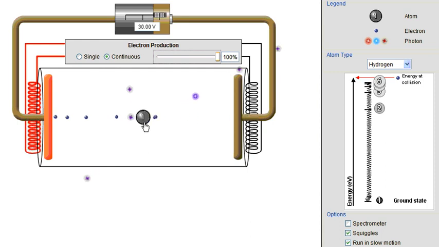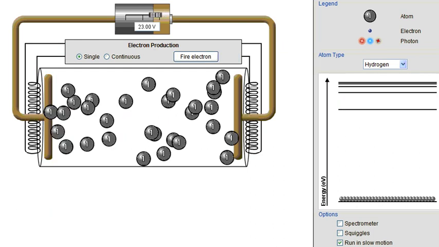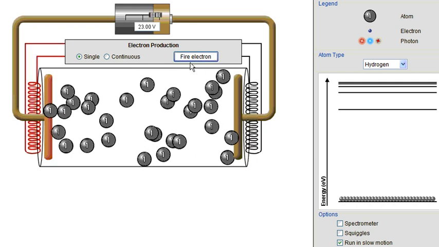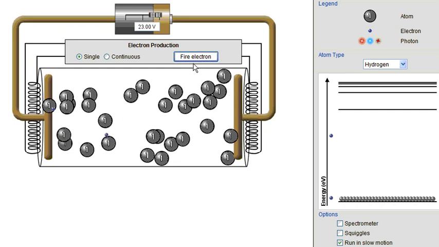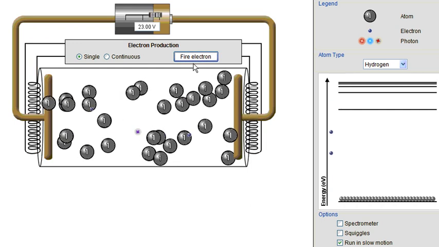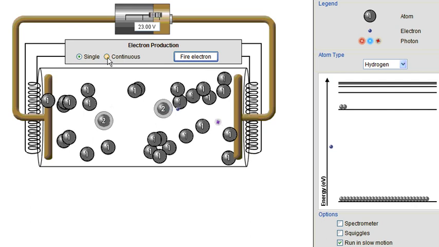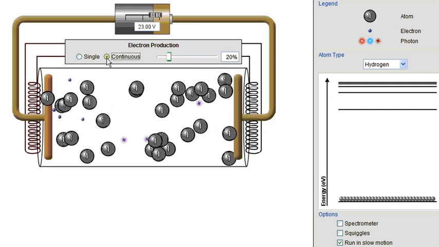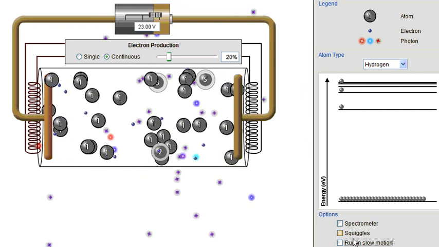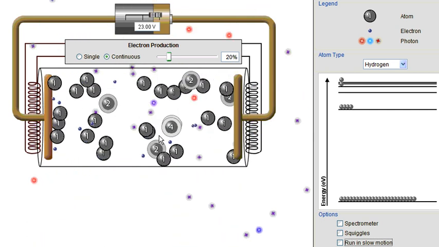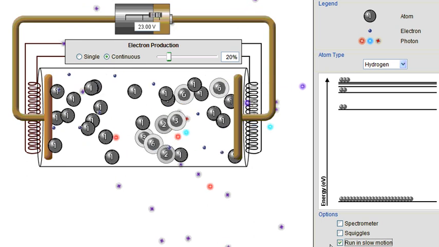Now, we don't have just a single hydrogen atom in there. Usually in these discharge tubes, these light tubes, we have many atoms in there, all being bombarded. And so you could fire a single electron at it, right? And it might hit one of them, right? If I fire one. Okay, great. Goes and hits an atom. Fantastic. But what if we have it on continuous? So we're just continuously bombarding all of these atoms with some electrons. You can see all the little numbers changing from ones up to different values. Let's go back to slow motion for a second.